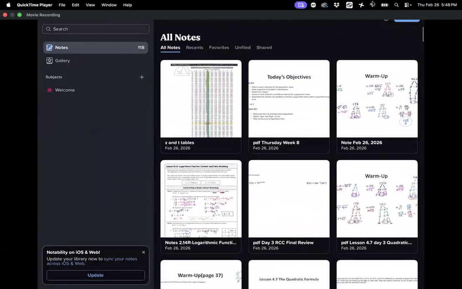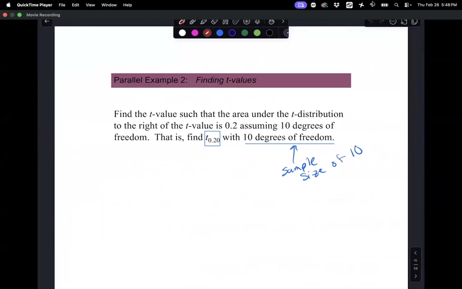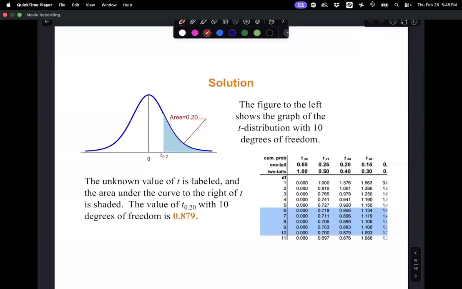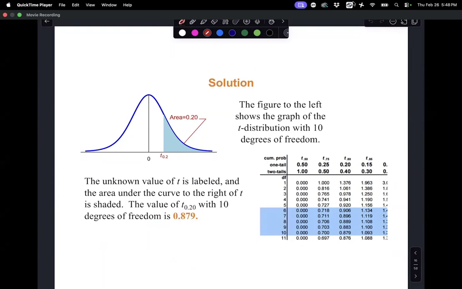Let me go back up to the top here. Oh, now it's open right there. Good. It was 0.879. That was my T value. So they show it right here. Theirs looks a little bit different because they have one tail and two tail, but very similar. They have their 10 and then 0.20 right here, 0.879. So that is our T value.